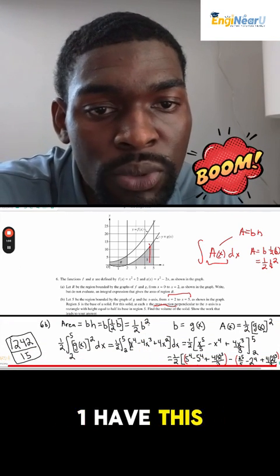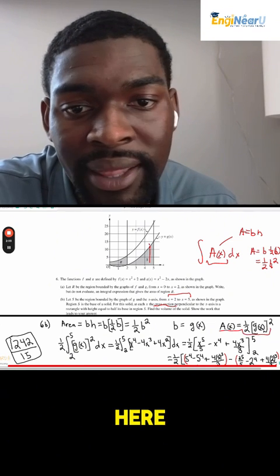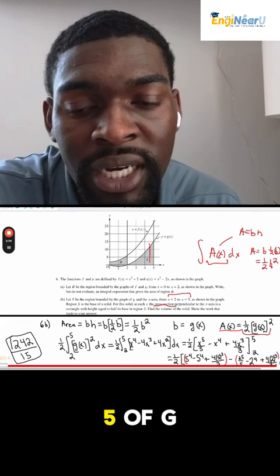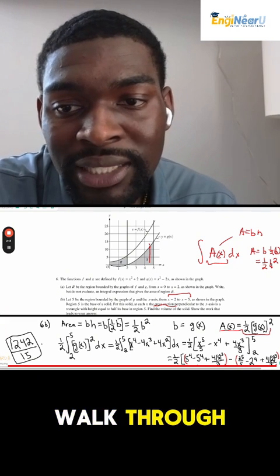So area: 1/2 base times b squared, and then this is what we're going to plug into our equation here, and then we end up having 1/2 integral from 2 to 5 of g of x squared dx. Now it's the fun part, the algebra, and I'll let you pause and walk through. This is going to be our final answer.